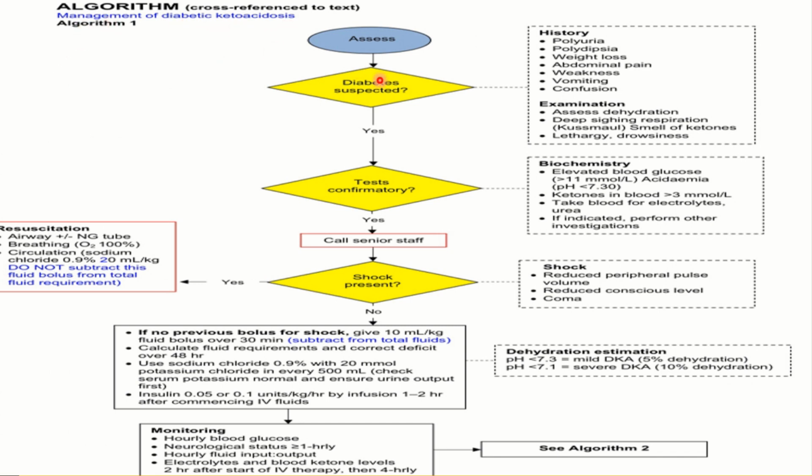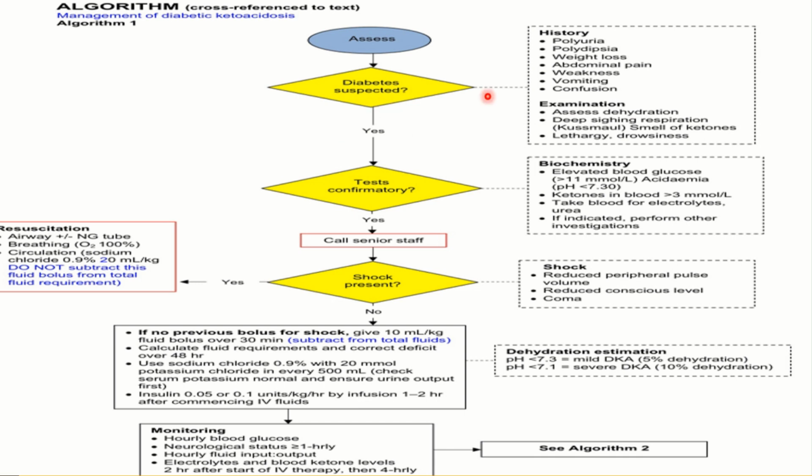So you got a patient of diabetic ketoacidosis coming with all these features: abdominal pain, vomiting, dehydration, and high blood glucose. Now you're suspecting diabetes by the signs and symptoms. What are the signs and symptoms here? With history: polyuria, polydipsia, weight loss, abdominal pain, weakness, vomiting, confusion. And you will examine the patient. This is very important. You have to examine the patient to assess the dehydration, and look for any deep breathing, smell of ketones from the breath, lethargy, drowsiness.